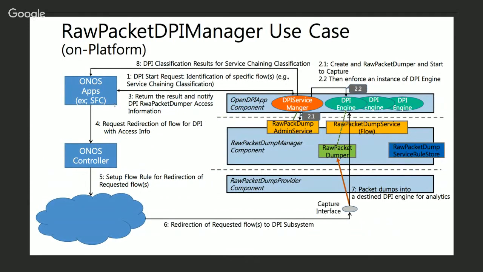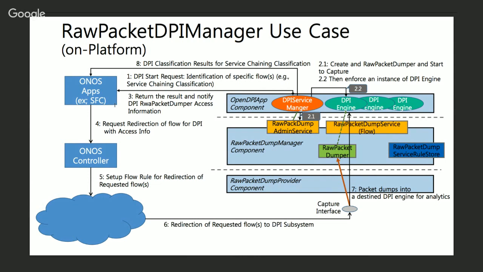This is the general workflow on the on platform case. You can see that an ONOS application, in this case service chaining classification is one example application, can request the DPI start process to the DPI service manager. The service manager will initiate the raw packet dumper and associated DPI engine at the application level. It will create the necessary processes.